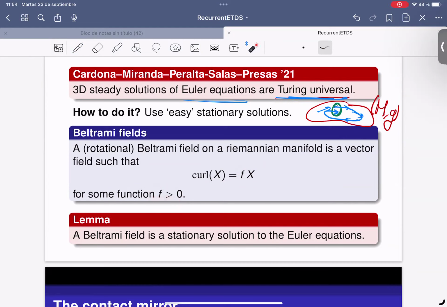These are called Beltrami fields and are very important because it's quite easy to prove that they are stationary solutions to the Euler equations, but they are very flexible. They are a specific subclass of solutions to the Euler equations that have been used many times to prove properties. Maybe you have heard that there are solutions to the Euler equations that have any knot as flow lines. Then you do this using Beltrami fields.